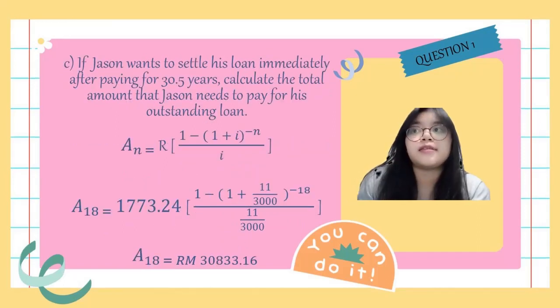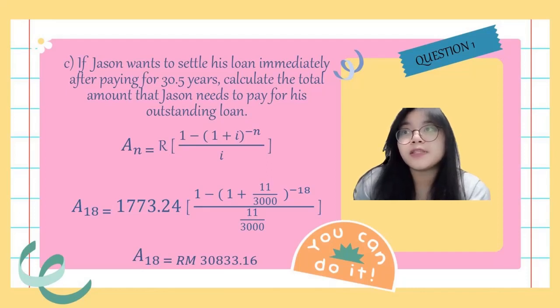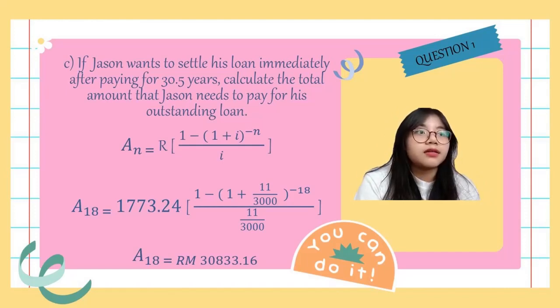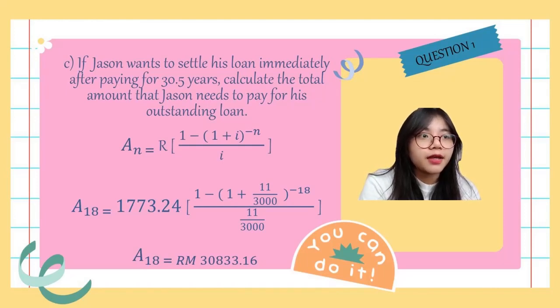Question 1c. If Jason wants to settle his loan immediately after paying for 1.5 years, calculate the total amount that Jason needs to pay for his outstanding loan. The formula that we will use for this question is An equals R open bracket 1 minus open bracket 1 plus I close bracket power of negative n over I close bracket.